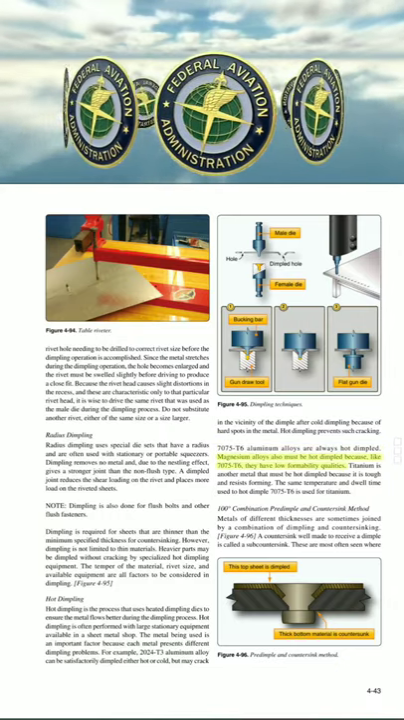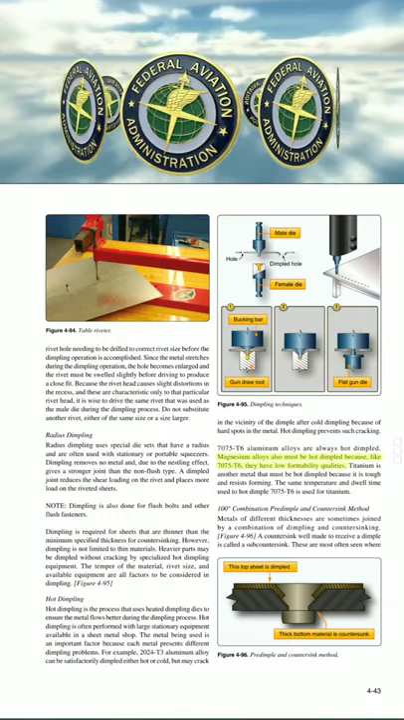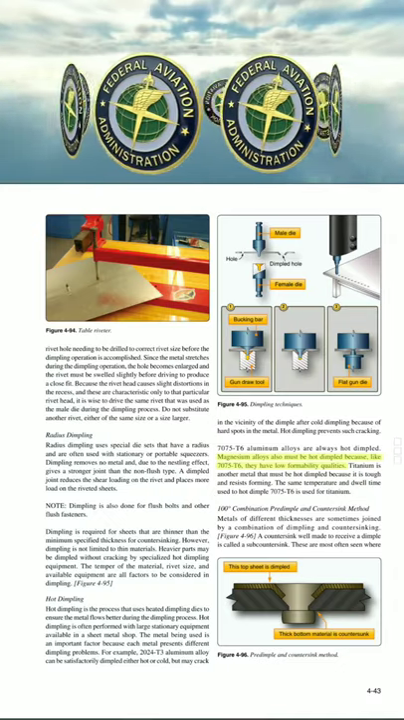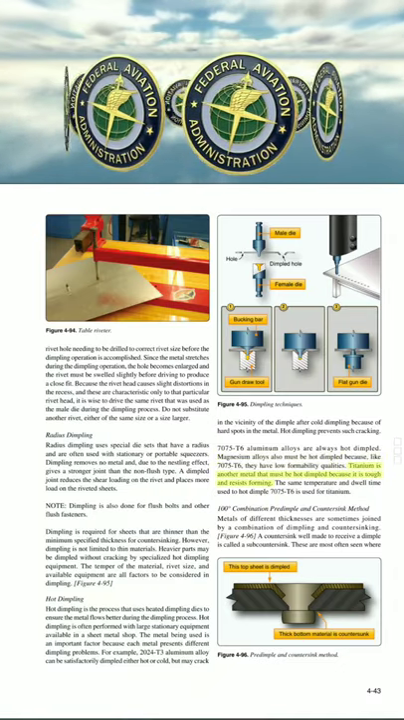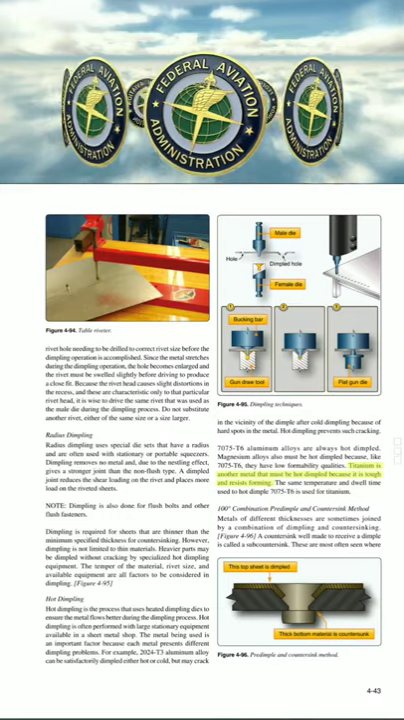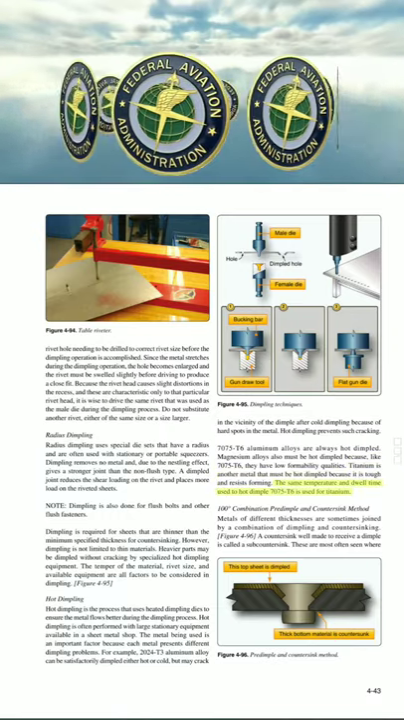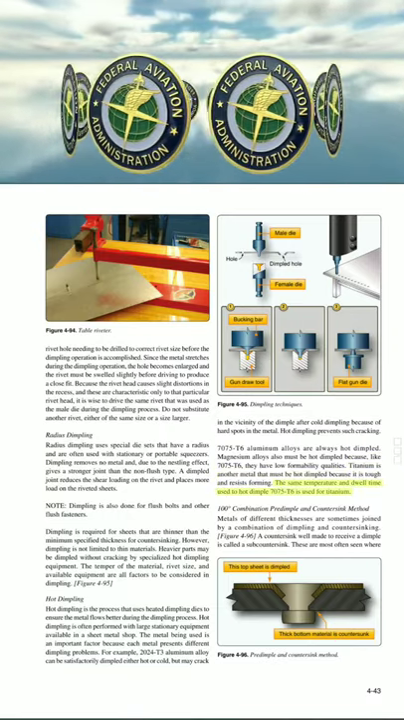Magnesium alloys also must be hot dimpled because, like 7075 T6, they have low formability qualities. Titanium is another metal that must be hot dimpled because it is tough and resists forming. The same temperature and dwell time used to hot dimple 7075 T6 is used for titanium.